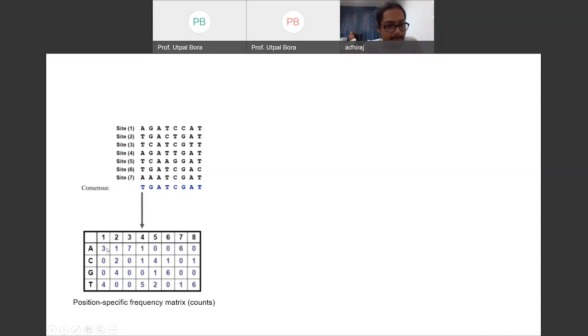So here we have three, and here we have four. In the second position, there is just one A, there are two C's, four G's, and so on. So these are the frequency counts in that particular position, of what that nucleotide can be.